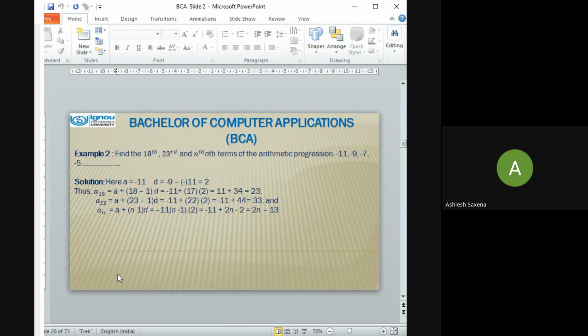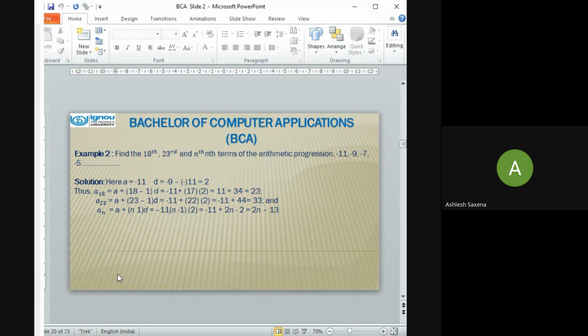Just tell me how it has been evaluated. I'm talking about A23, the 23rd term of the series. Sir, we are putting -11 instead of A and 2 instead of D. Then we calculate. It will become -11 plus 44. That is equal to 33.